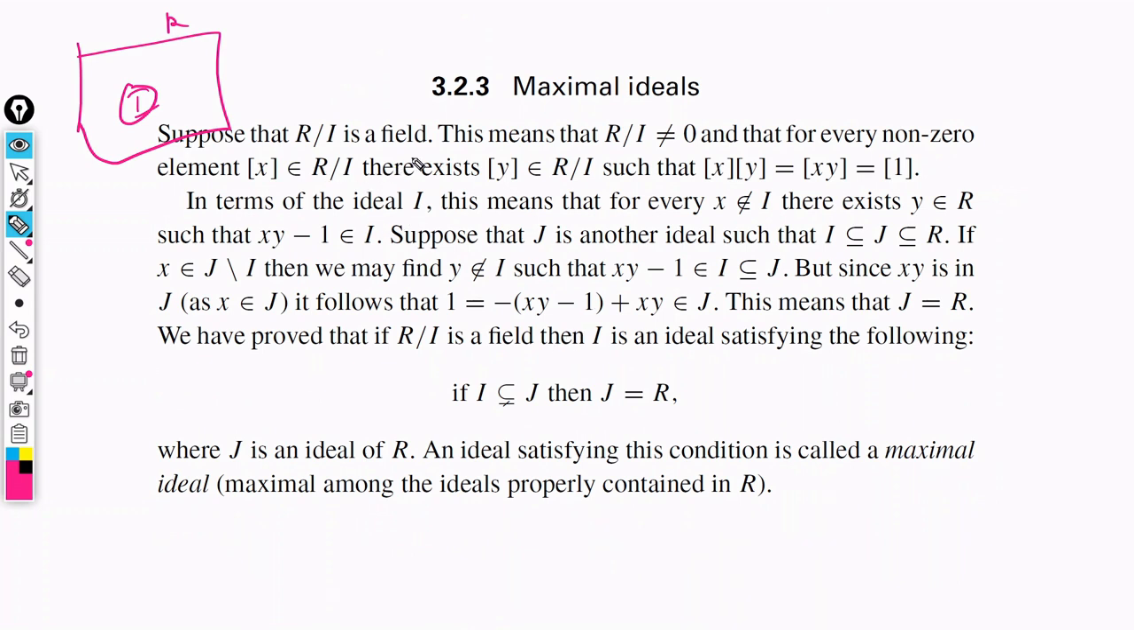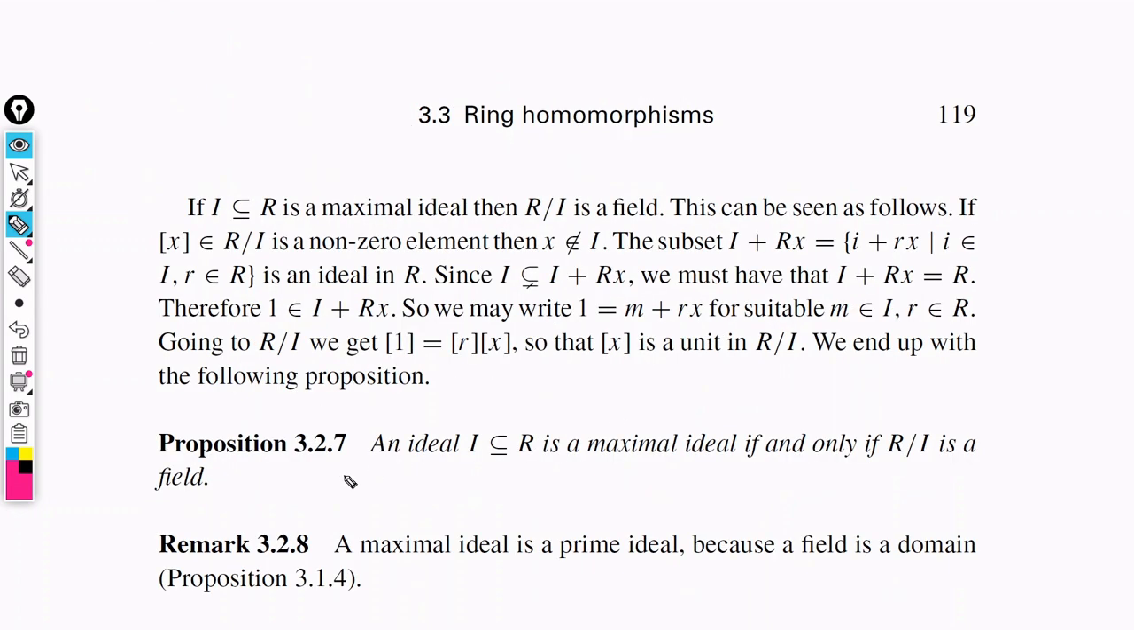Okay, next we are going to address the question under which condition R/I is a field. Okay. So before that we have one more definition, that is maximal ideal. Maximal ideal means if J is an ideal which is greater than I, then J must be R. That means in between I and R there is no other ideal. The next result says that an ideal I subset of R is maximal if and only if R/I is a field. So first we are going to establish the second part.